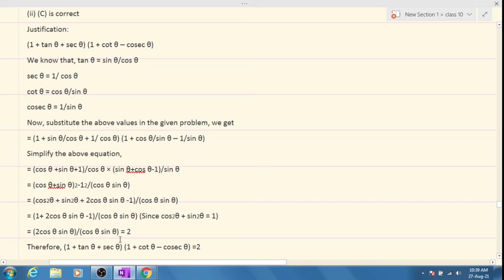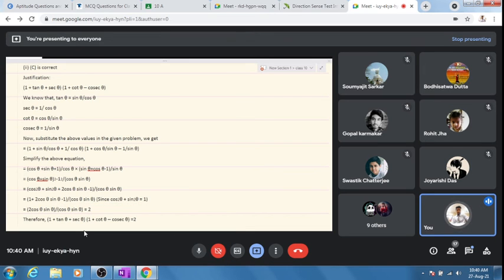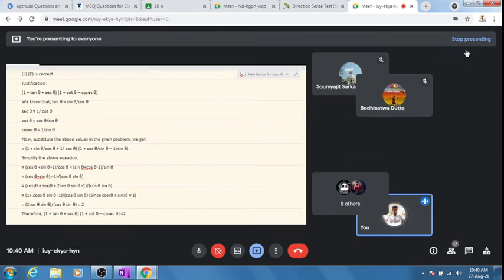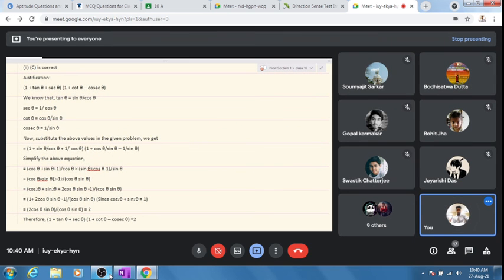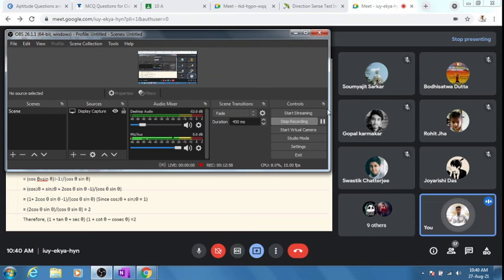I'll pause the video for everybody to copy it down. Clear? And the most important thing is that whenever you get tan and cot, try converting it into sine and cos. Okay? That is the best that you can do out there. I'll pause the video for you to copy it. Hurry up. Everyone, people who are not done with this, please copy it.